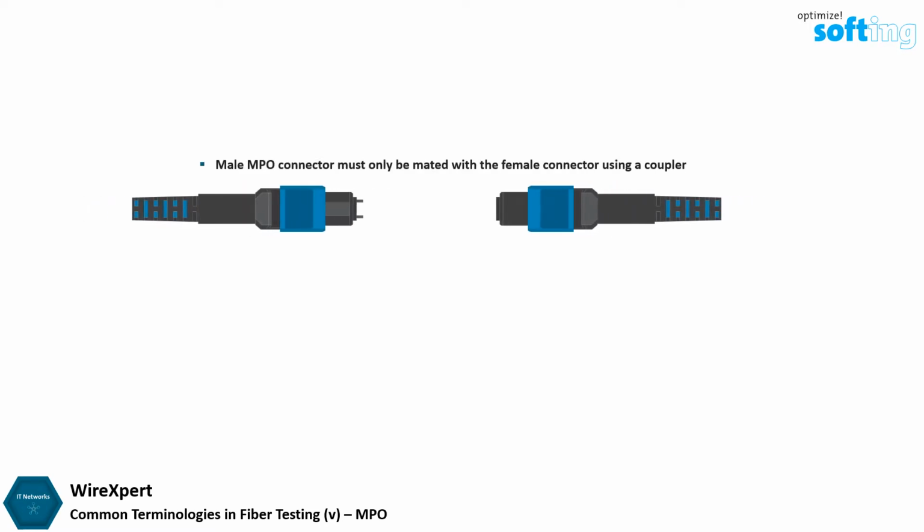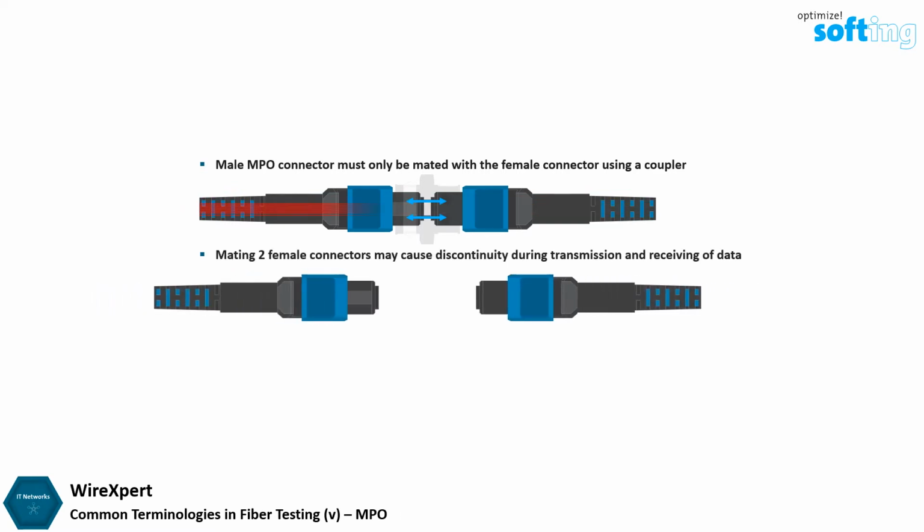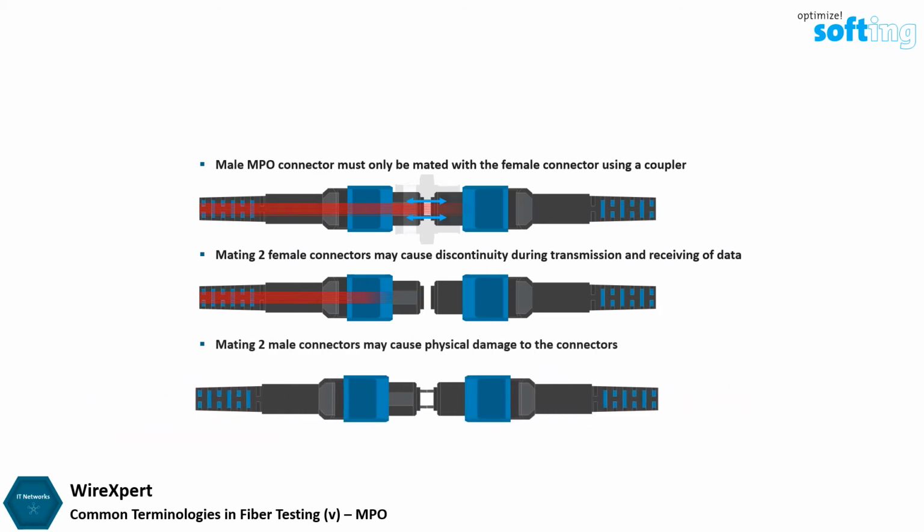A male MPO connector must only be mated with a female connector using a mating coupler. The guiding pins and holes ensure the fibers are aligned for continuity. Mating two female connectors may result in discontinuity in the transmitting and receiving of data, and mating two male connectors will cause physical damage to the connectors.